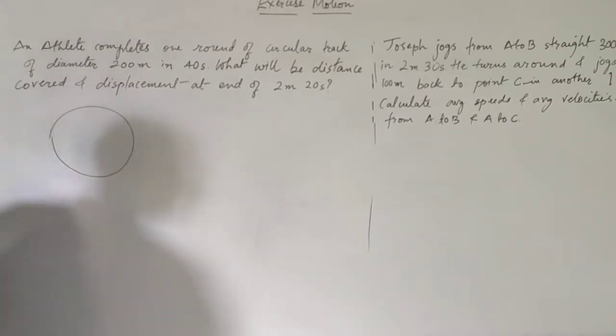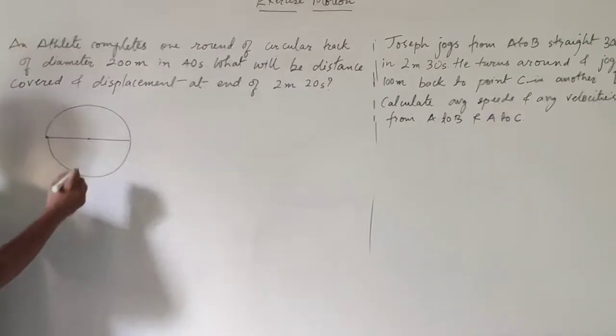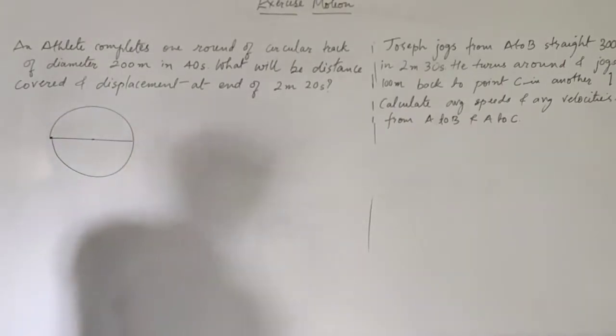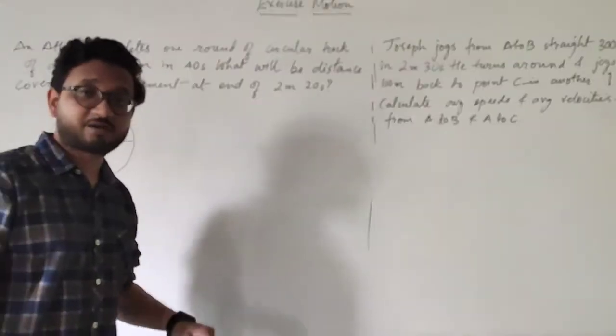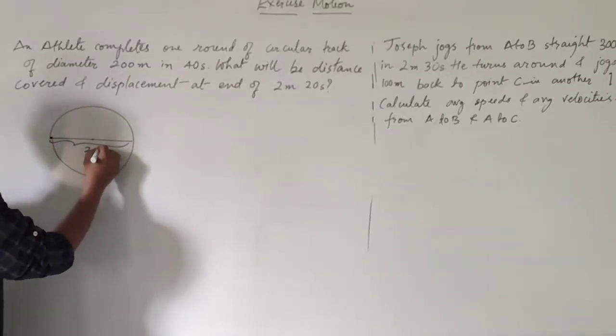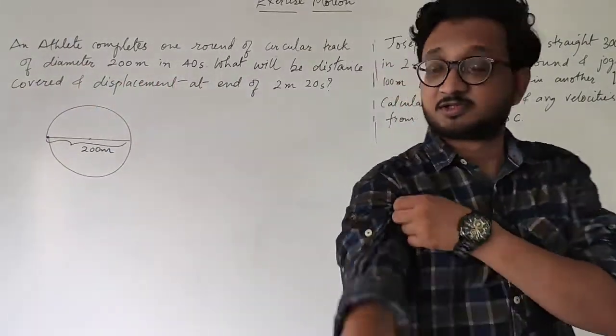An athlete is running in a circular track of a given diameter. We know what a diameter is: a line segment passing through the center inside the circle. So this is a diameter and its length is 200 meters.